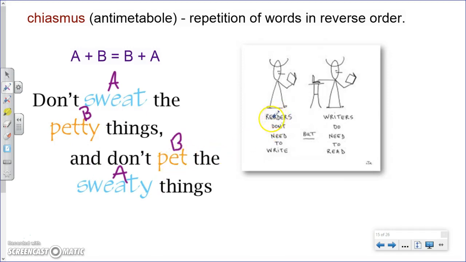Now this other graphic: readers don't need to write, but writers do need to read. If we look at this here, we have the A, and then we have the B, and this equals, and that's where the conjunction comes into play, a B plus an A. So we have that idea of readers and read, and we have the idea of write and writers. Again, they're changing the words a little bit, as in the endings of the words, but it's still the same idea of the reverse property there. Okay?